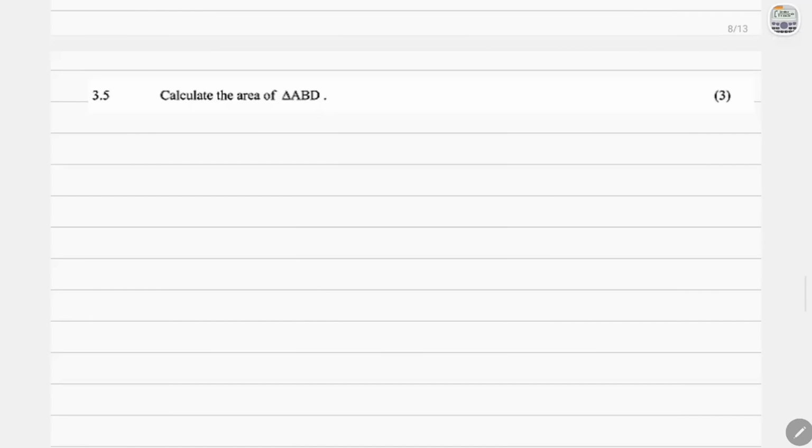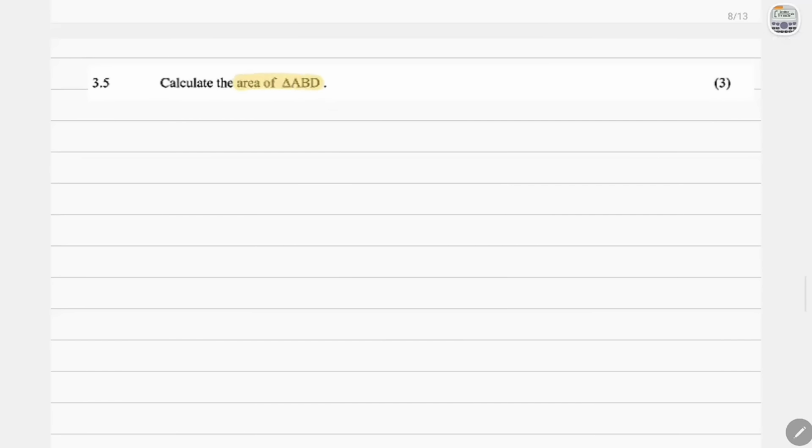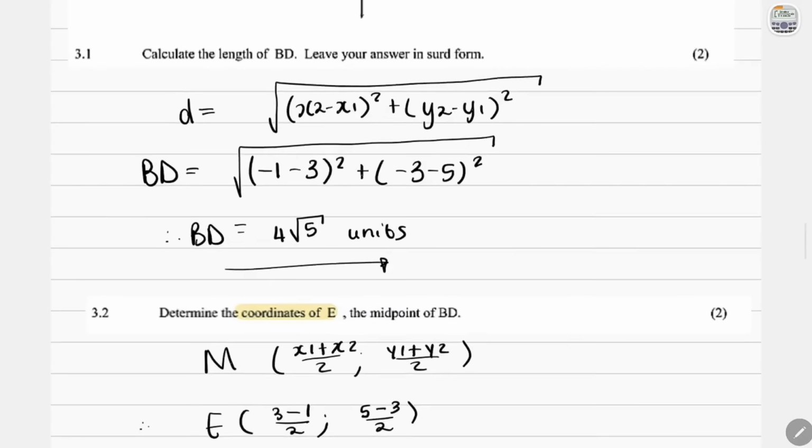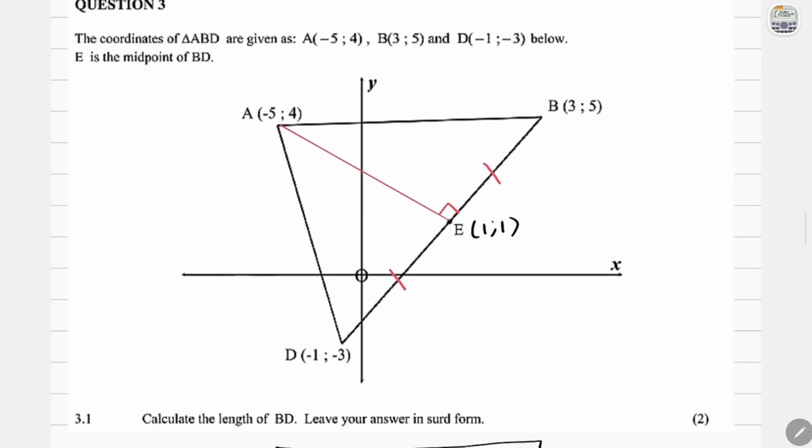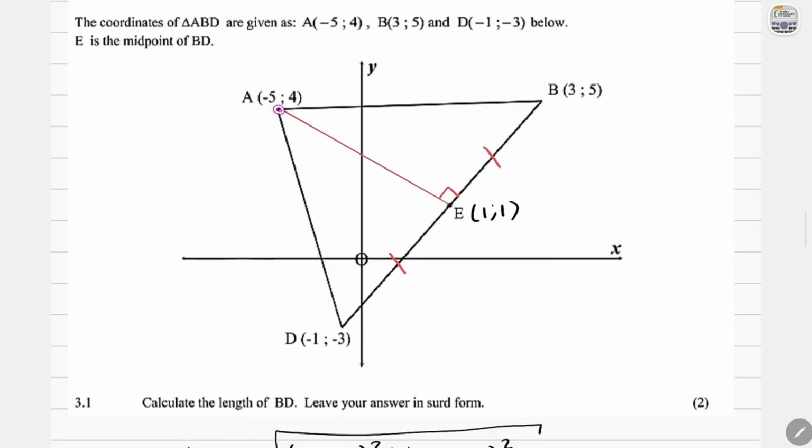The next question, 3.5, says calculate the area of triangle ABD. Okay, let's just look at that triangle first, just to see if we have certain things. You see how this triangle has a perpendicular height. To find the area of a triangle, you can simply say a half multiplied by its base. So you find the bottom part of the triangle and then multiply by its perpendicular height. The height of a triangle is always drawn from the highest point of the triangle down to the base, and that height needs to be perpendicular to the base.